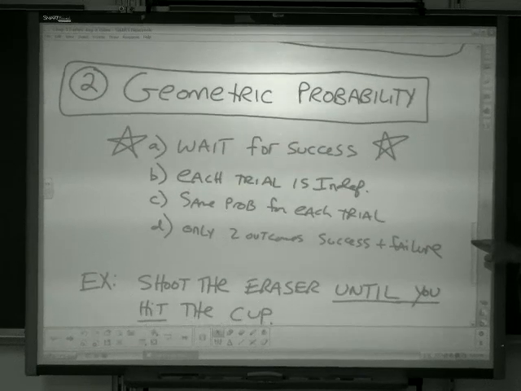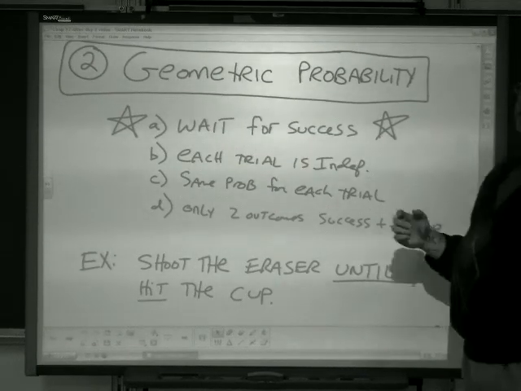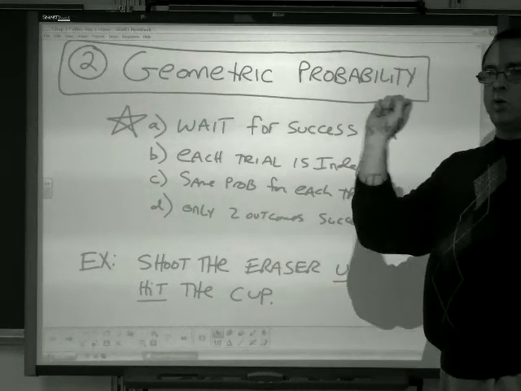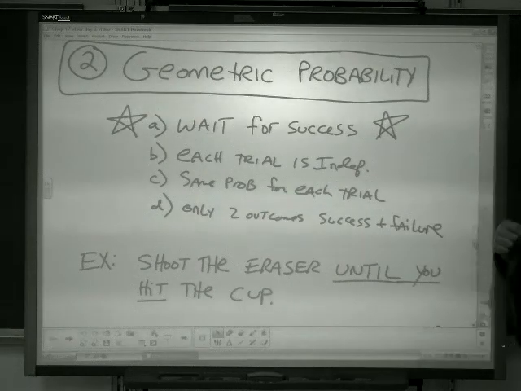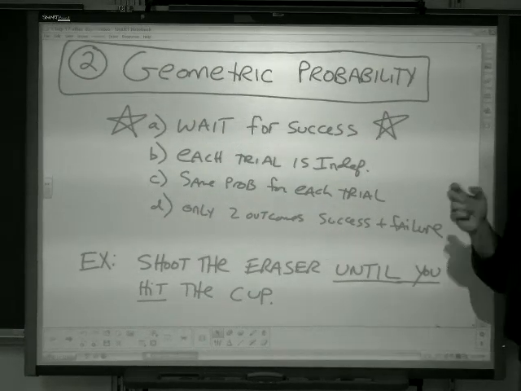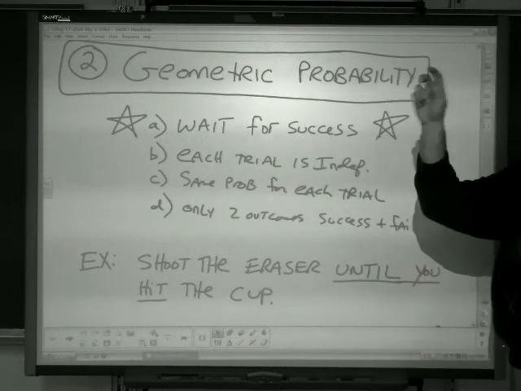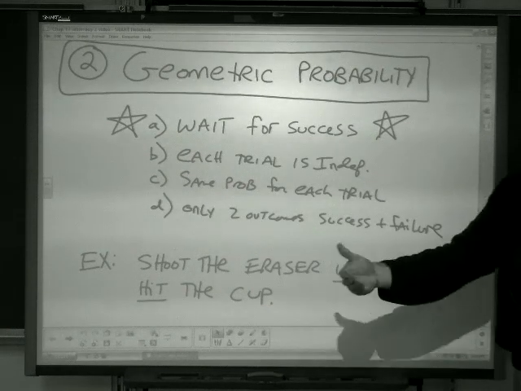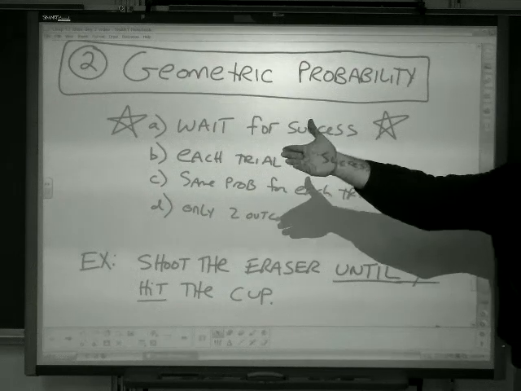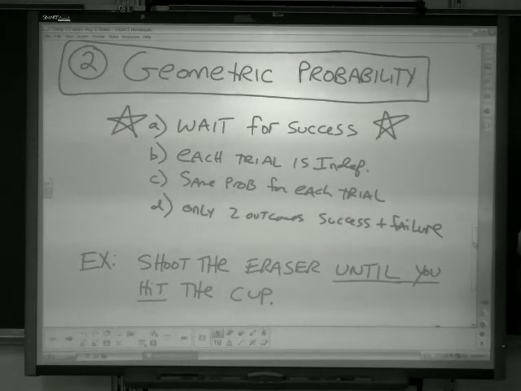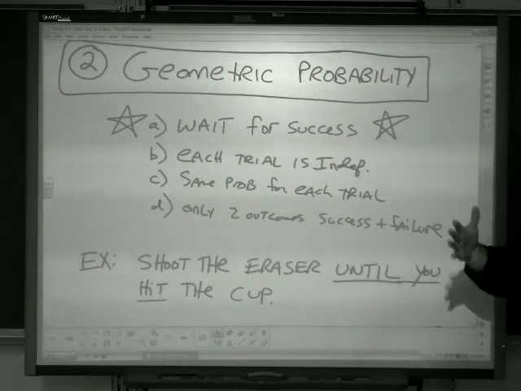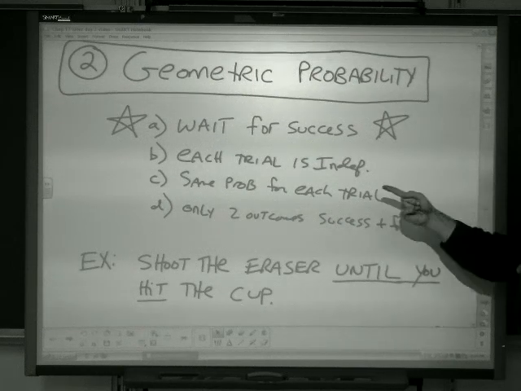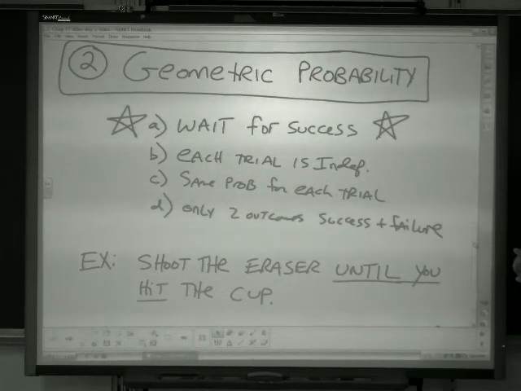The other type is geometric. And that's what we did on day 2, in which we shot the eraser until we hit the cup. Okay? So the biggest difference about geometric is you're waiting for the success. What's the probability I have to wait until the 7th row or the 6th row until I finally hit the cup? Anytime you're waiting for that success to happen, it's a geometric probability. And again, criteria B, C, D, same as Bernoulli. It's a general Bernoulli problem. Each trial is independent, same probability, and it can only be success or failure.